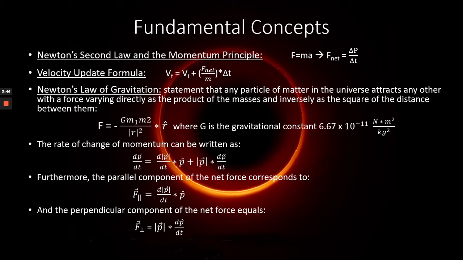The rate of change of momentum is extremely important in this experiment and can be written as dp over dt equals the change in the magnitude of momentum over the change in time times p hat, plus the magnitude of p times the change in p hat over the change in time. The parallel component of the net force is equivalent to the first part of the above equation, and the perpendicular component of the net force corresponds to the second half of the rate of change of momentum expression.